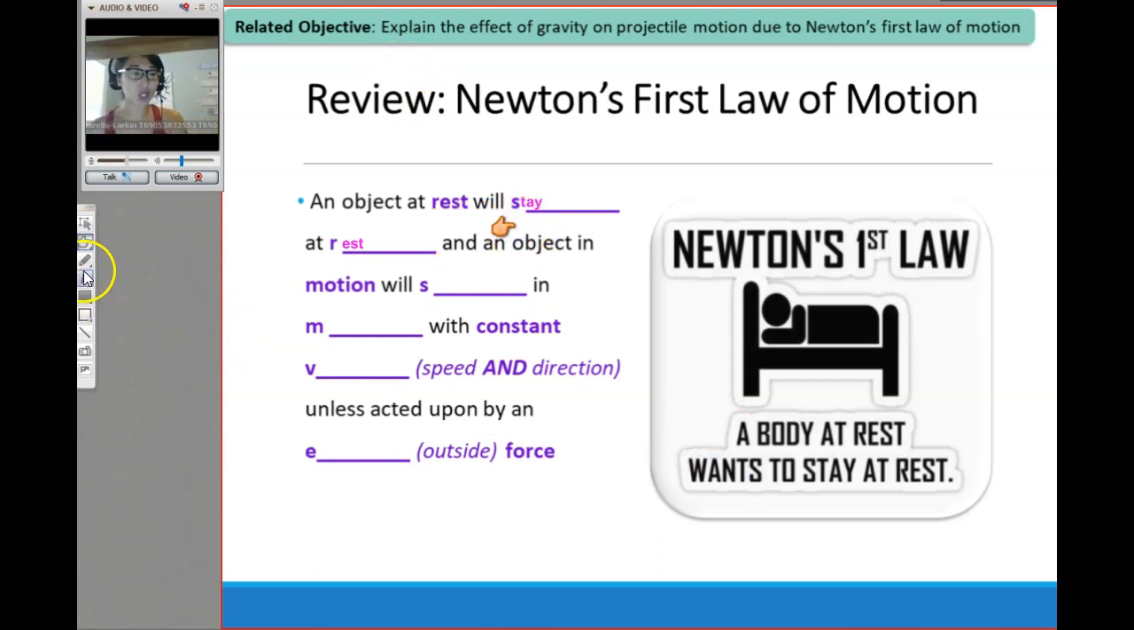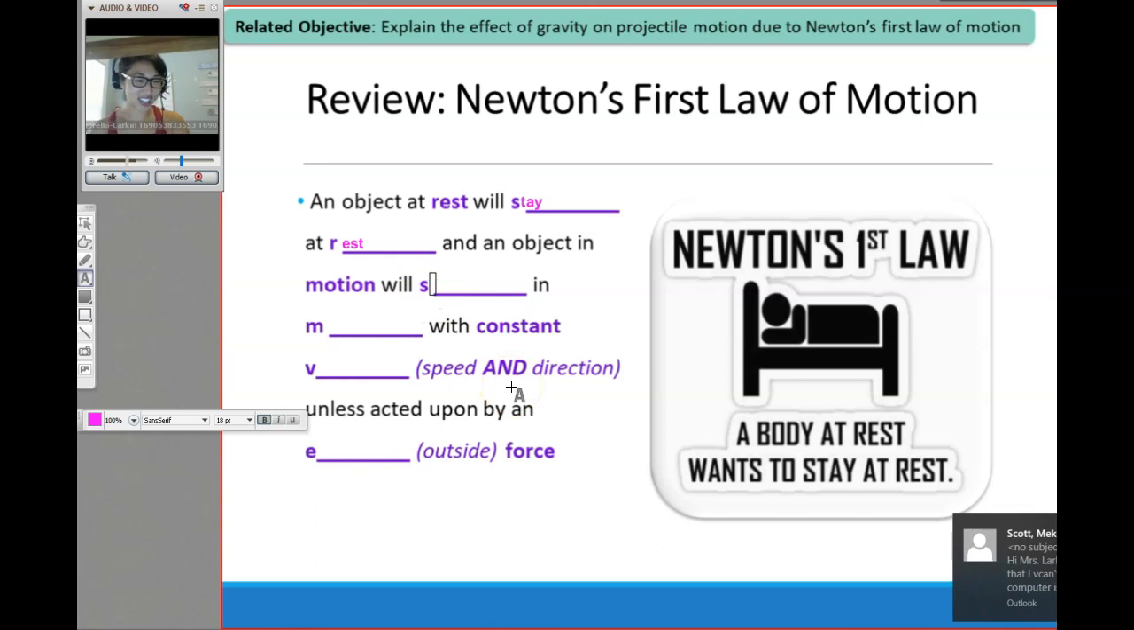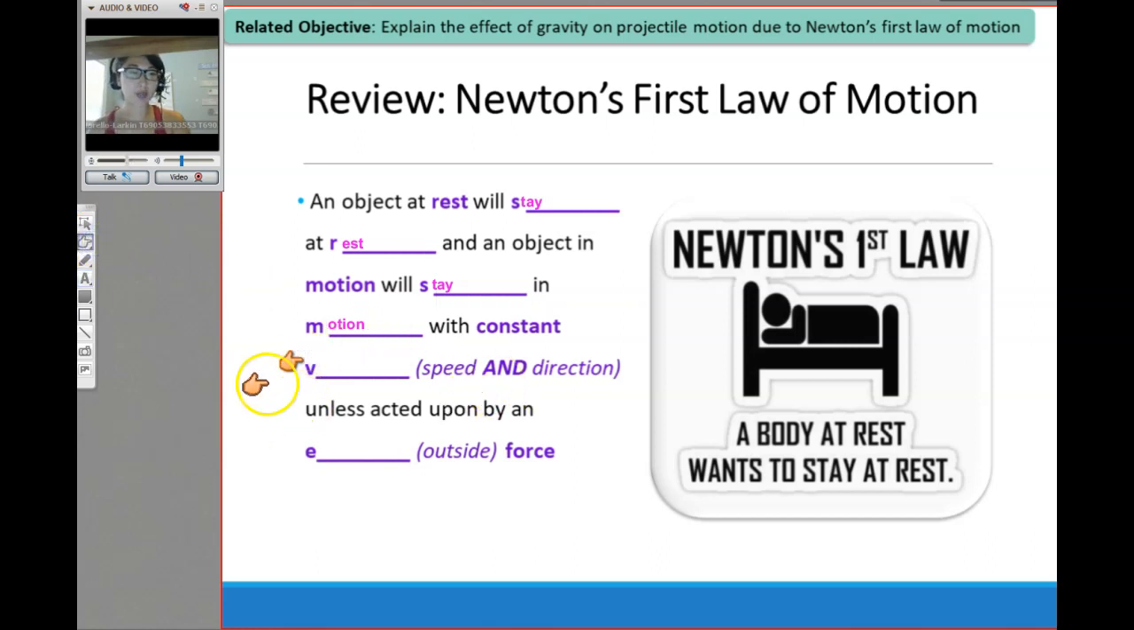And an object in motion will what? Tell me in the chat box. Yes, Vanessa. Yes, Julian. It will stay in what? Yes, it will stay in motion. Exactly, Hannah. Exactly, Kimberly. And it will do this with constant what? Remember, what's that word that includes both speed and direction? Speed and direction. So how fast it's going as well as the direction in which it's going. Yes, it starts with the V, seeing lots of answers with the same velocity, right?